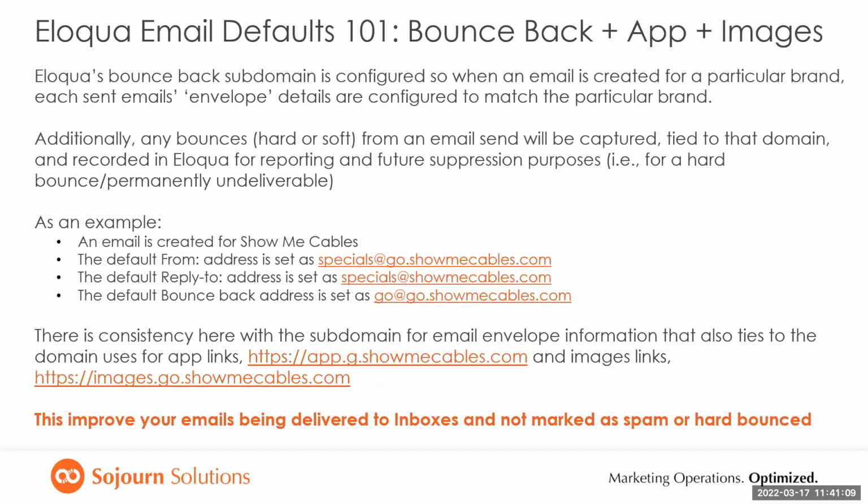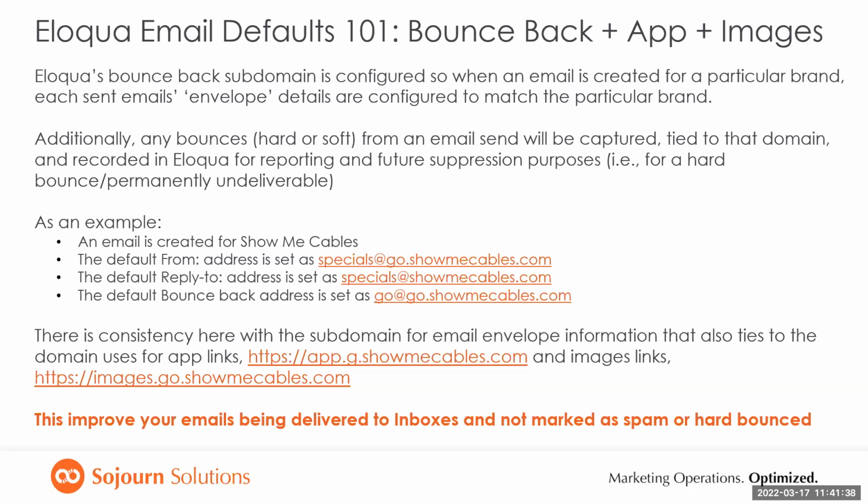So I included a section here on bounce back plus app and images. When you're setting up Eloqua, part of that is branding and deliverability, and that includes the bounce back configuration. When somebody sends an email, if the email address is invalid, it's going to bounce back, and Eloqua is going to collect that information, right? And when we do that, we want to configure a subdomain that goes along with that.